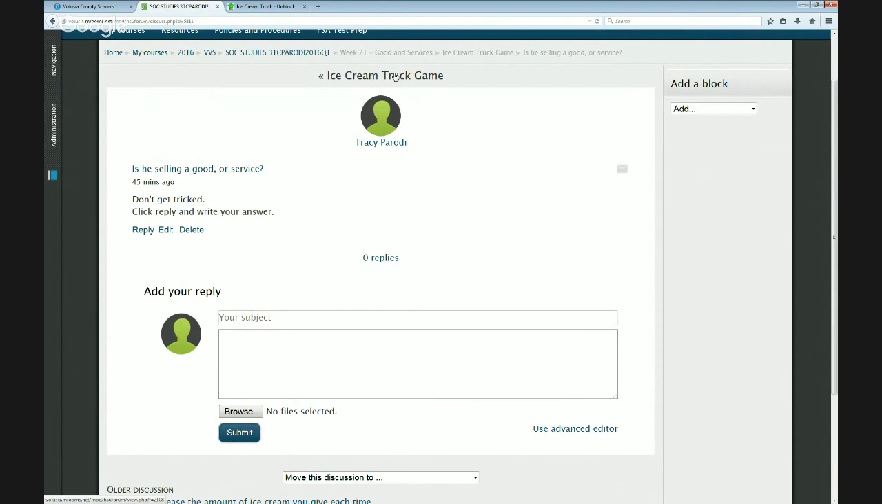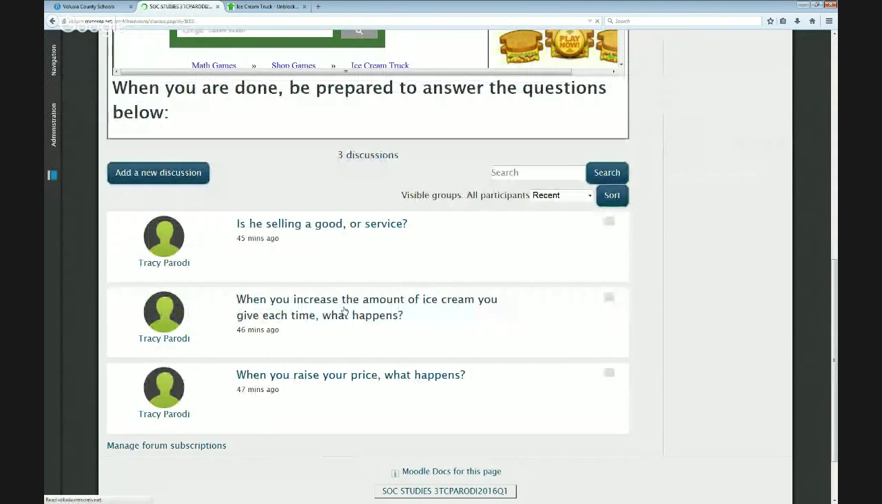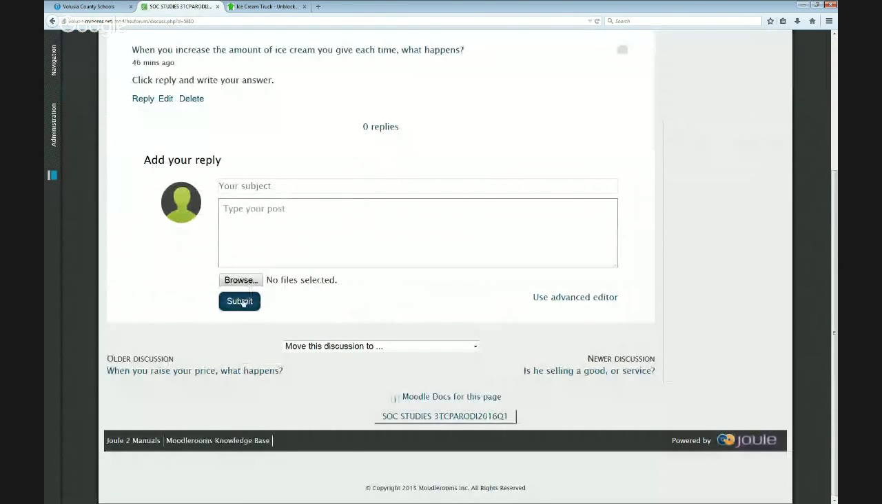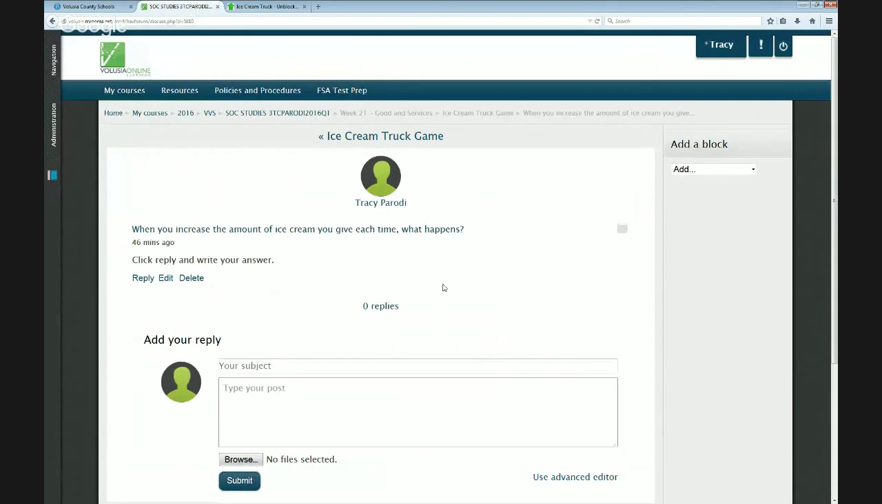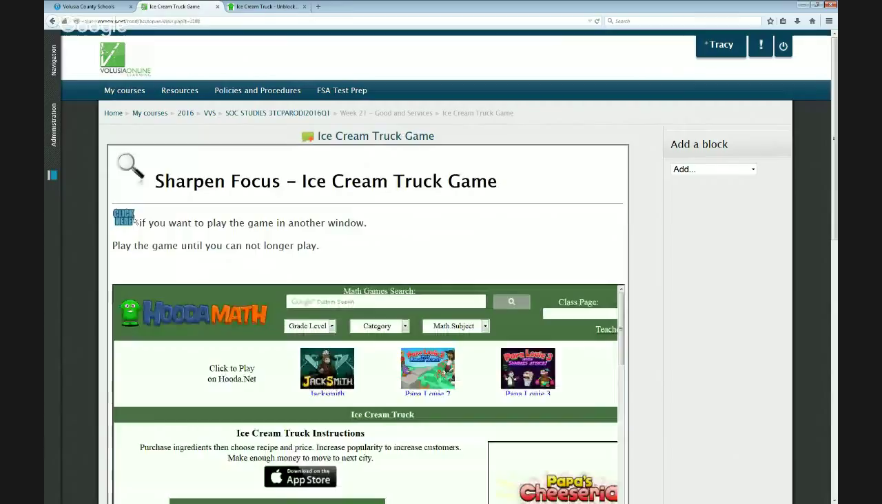Click on the top to go back. That's the way you do it. And then you move on to the next question. Click on that question and then write your reply and click submit. All right, so answer all of the questions to get all of your points, and you're allowed to play multiple times. If you have any questions, let me know.